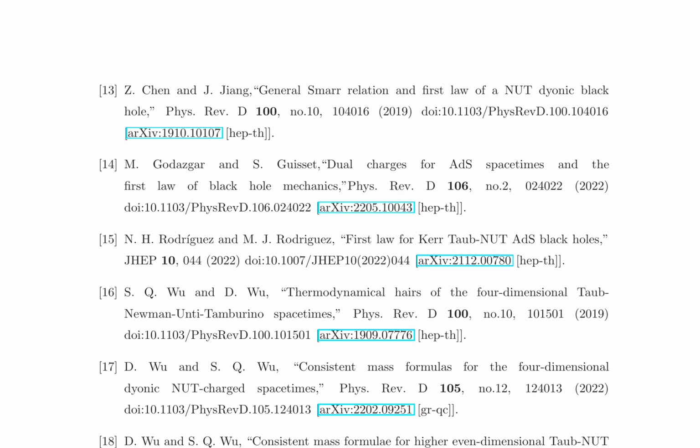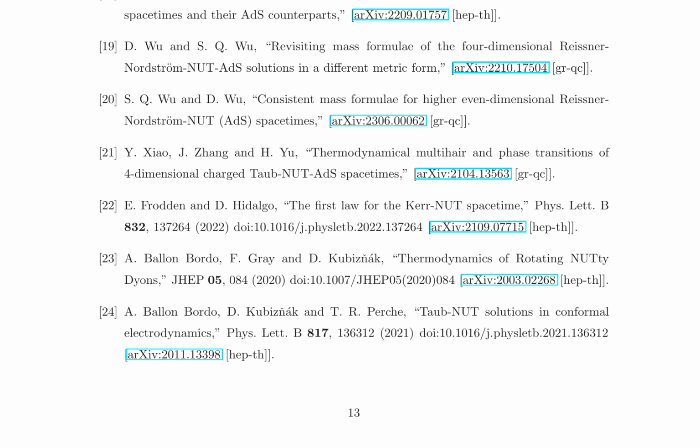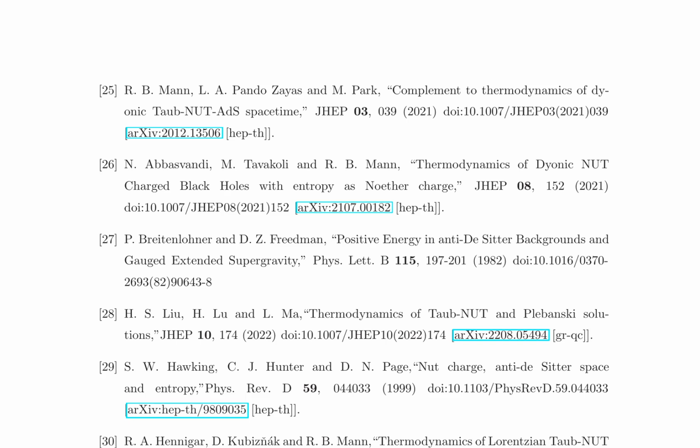The research presented on pages 13 and 14 delves into the thermodynamics of various spacetimes, focusing on black holes and their properties. It begins with discussions on the general Smarr relation and the first law of black hole mechanics, highlighting the importance of these concepts in understanding the behavior of black holes. The papers then explore the thermodynamics of dionic black holes, including the Kerr Taub-NUT-AdS black holes, and their properties such as mass, charge, and entropy.